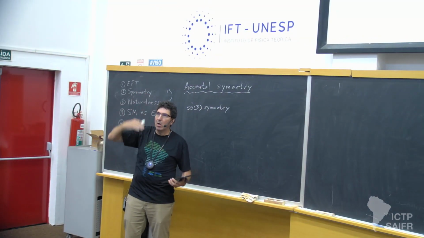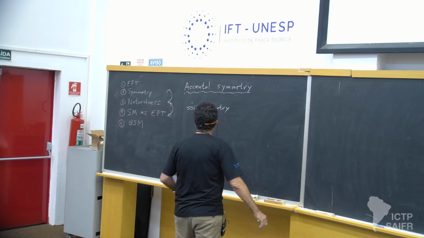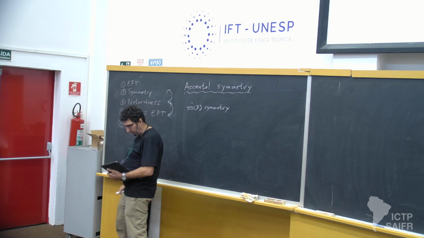My size is small compared to the distance away, okay? That's actually the canonical simple example of an accidental symmetry.